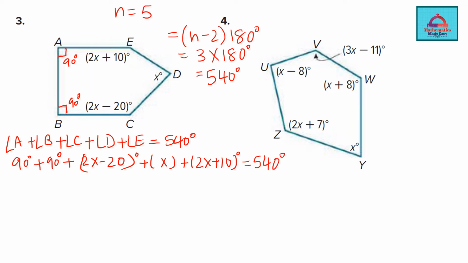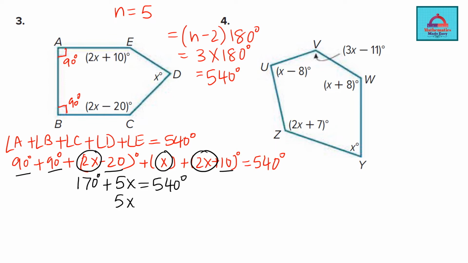Now we'll combine the like terms. So 90 plus 90 minus 20 and 10. So 90 plus 90, 180, plus 10, 190, minus 20, 170, plus 2x plus x plus this. So this is 5x equal to 540. Now 5x is equal to 540 minus 170. So you are going to subtract them two and then divide by 5.